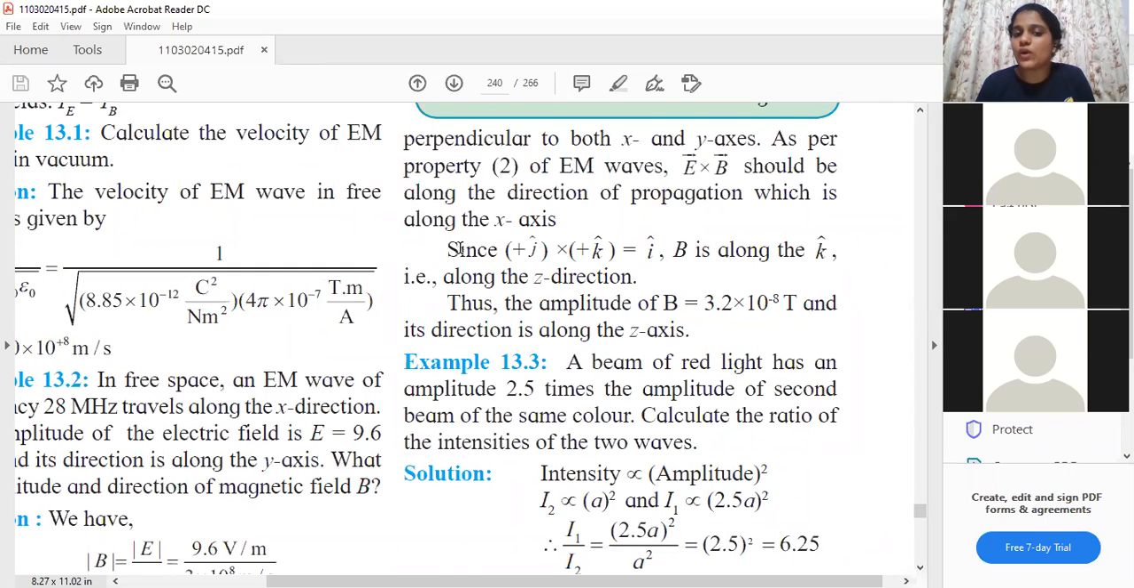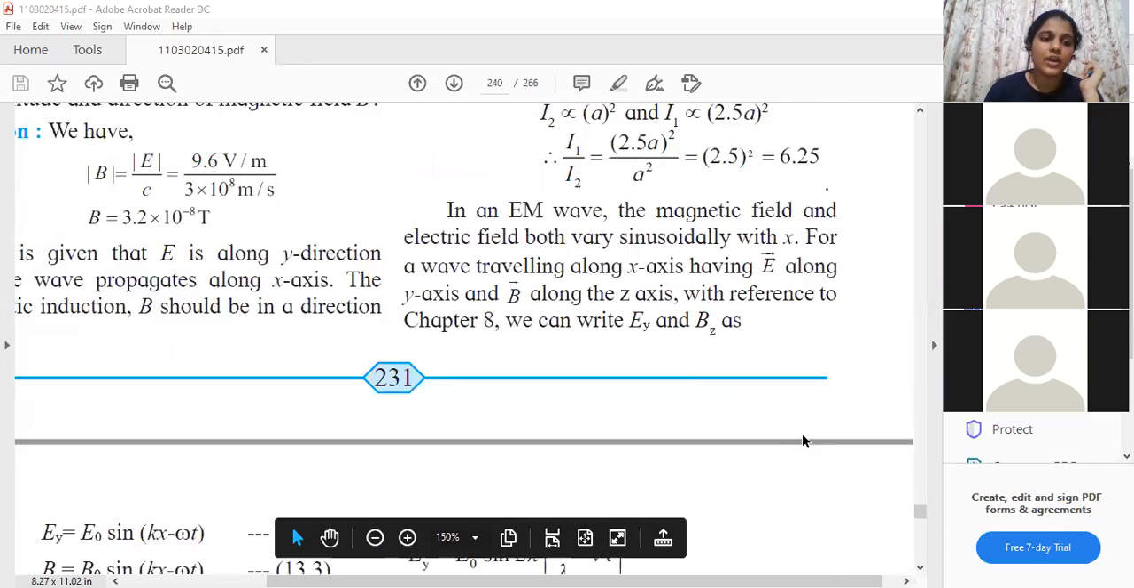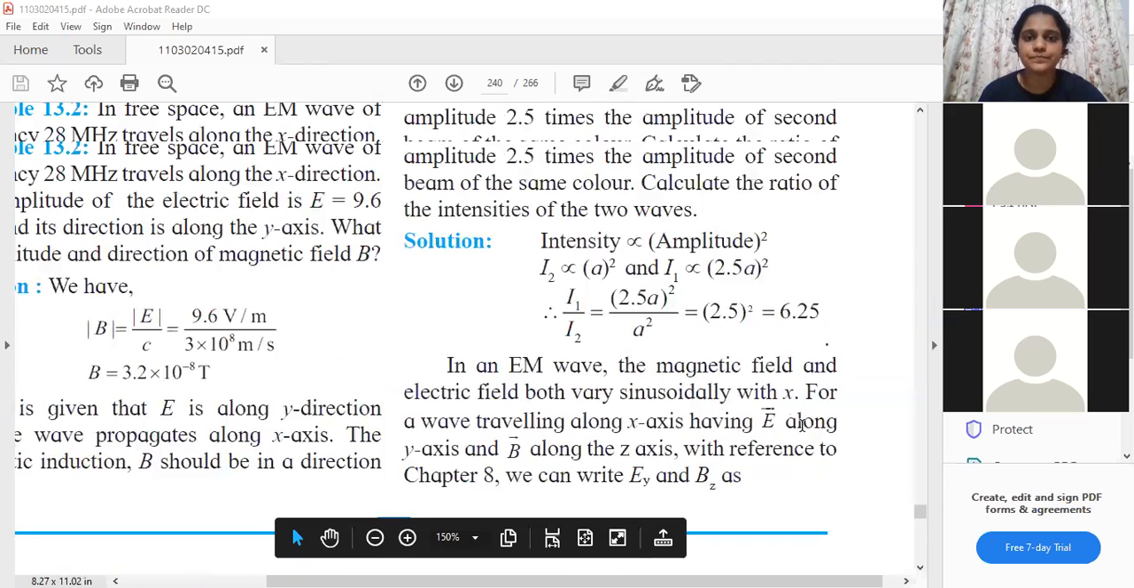Everyone please let me know if you understood the second numerical. Everyone has to answer. You understood the second numerical? Yes, miss. Okay, fine. Good. Let us quickly see the third one.